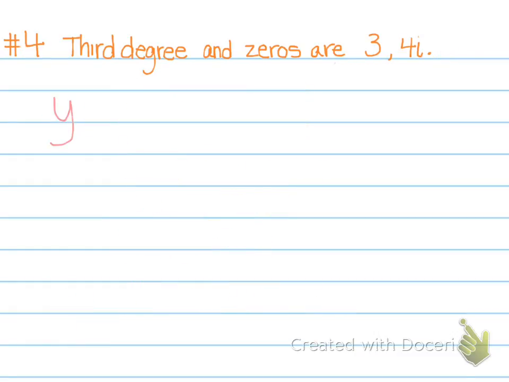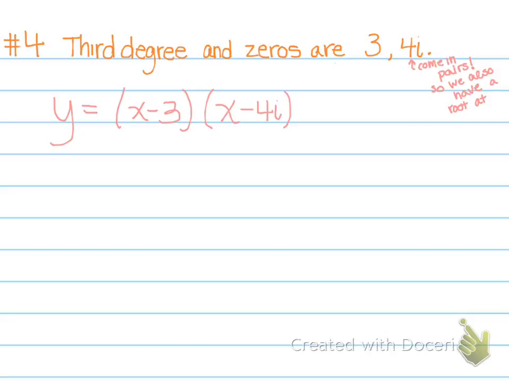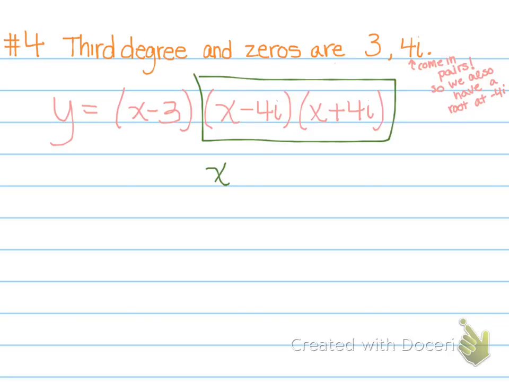Okay, so the beginning of this is the same as it's been. We have x minus 3. And now we have 4i, just like we had 2i, so you probably got x minus 4i. However, I said before, imaginary roots come in pairs. So that means that if we have 4i, we also know that we have negative 4i. So that's that property coming into play. So I have x plus 4i.